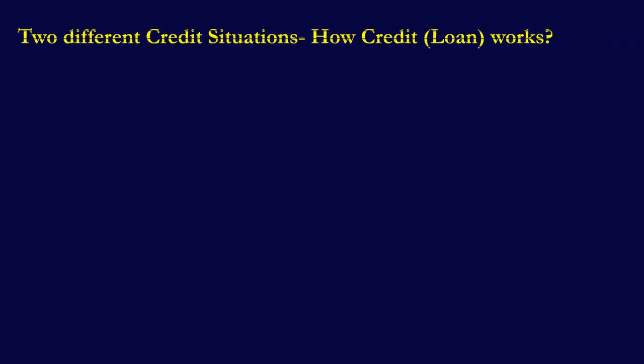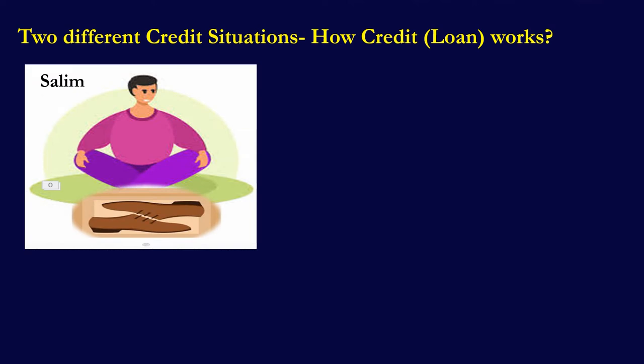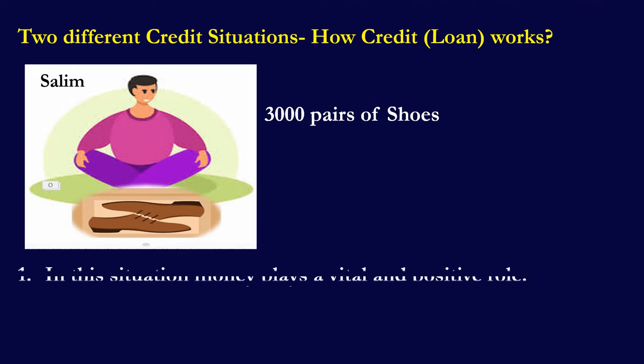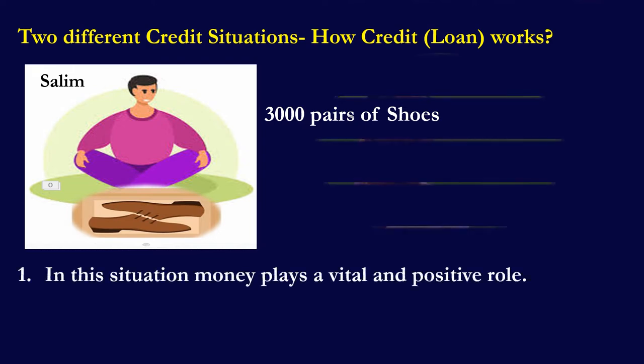Let's observe these two situations and find out how this loan or credit works. The first example is of Salim. Salim is a shoemaker who got an order of manufacturing 3,000 pairs of shoes. To complete the order, he took two loans, first from the leather suppliers and second from a trader. At the end of the month, Salim was able to deliver the order. He made a good profit and he also repaid the money that he had borrowed from the leather supplier and the traders. Thus, in this situation, the loan plays a vital and positive role.